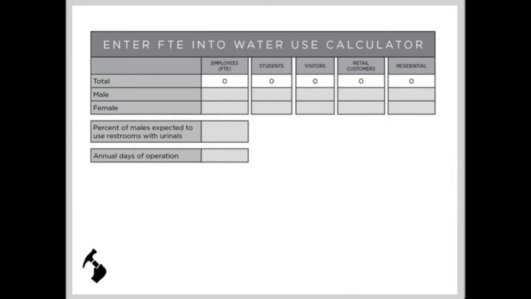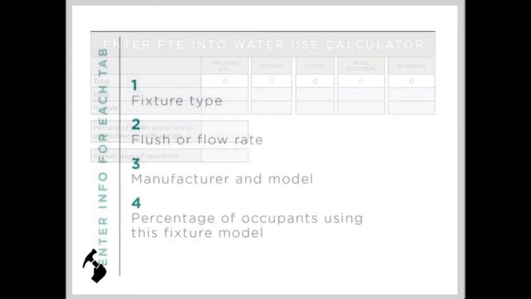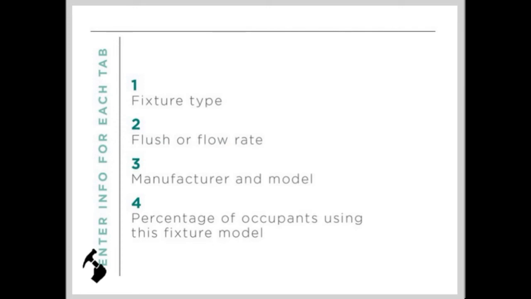The next step is to gather information for the calculator. On the screen, I have included a screenshot of the calculator. The team should compile cut sheets or prepare plumbing fixture schedules with manufacturer's data that indicate its flush or flow rate. The team should collect fixture model, flush or flow rate, and percentage of occupants with access to the fixture. This information is needed for the calculator.